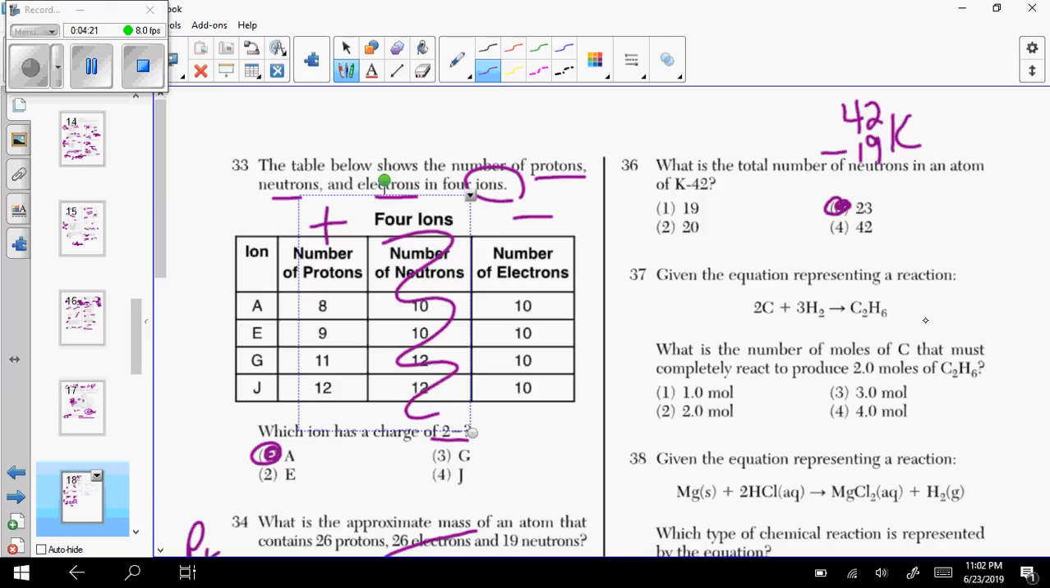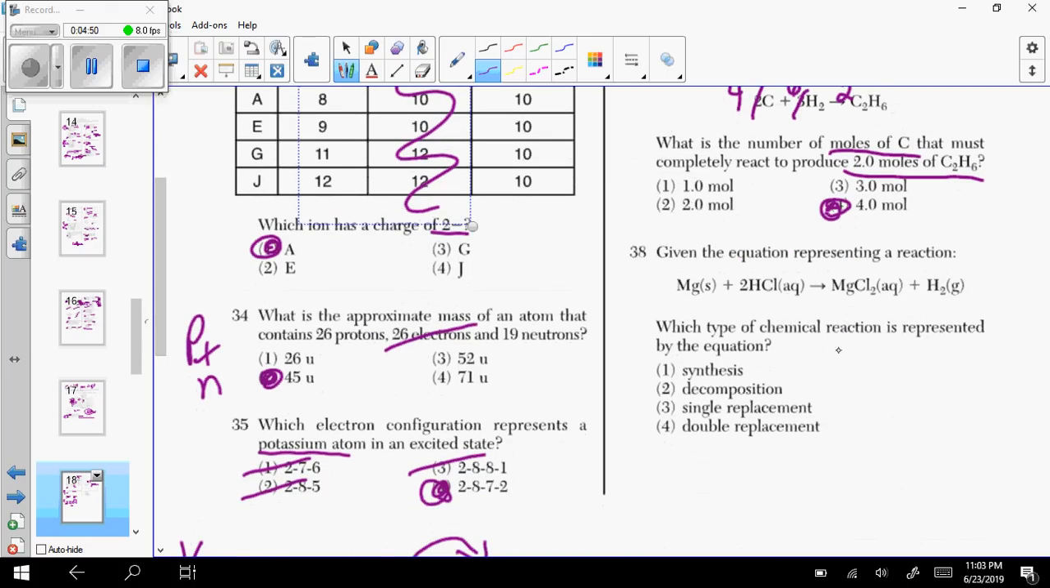All right, next one. Given the equation representing a reaction, what's the number of moles of carbon that must completely react to make 2 moles of C2H6? So think of it as like this is my recipe, and instead of making 1, I want to make 2. So that means I should double everything. So instead of 3, I should have 6, and instead of 2, I should have 4. So how many moles of carbon? I should have 4.